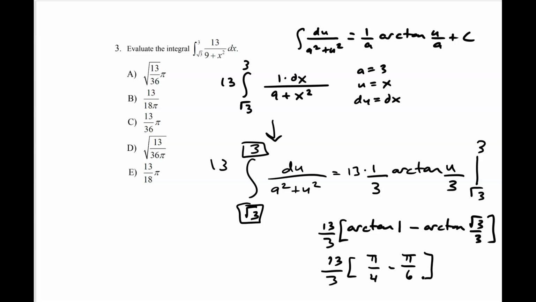And so we just need to simplify this a little bit. You could, if you wanted to, punch this into a calculator, get a decimal, and compare to what these decimals would be. But we could quickly get a common denominator here. You could say that this is 3 pi over 12, this is 2 pi over 12. So this would become 13 thirds times 3 pi over 12 minus 2 pi over 12. So that would be pi over 12. So we end up with 13 pi over 36. So I think the answer is C.